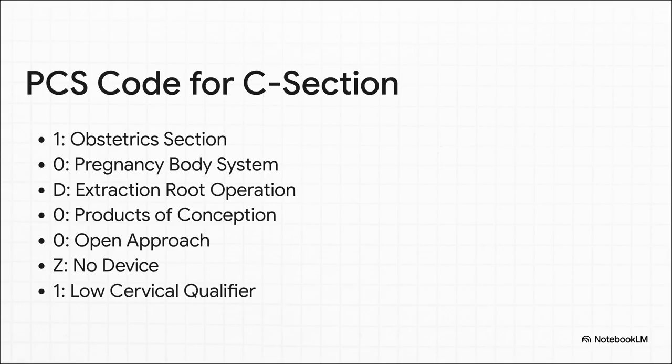Now you might initially be tempted to use the qualifier 1 for a low cervical incision, as that's very common. However, as skilled coders, we always read the operative report closely. Our case study explicitly stated it was a classical cesarean delivery. Therefore, we absolutely must adjust that 7th character qualifier to match the exact incision type documented by the surgeon. Attention to detail is literally everything here.